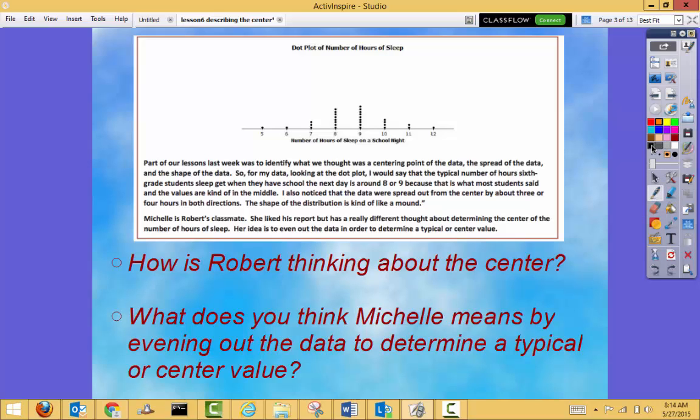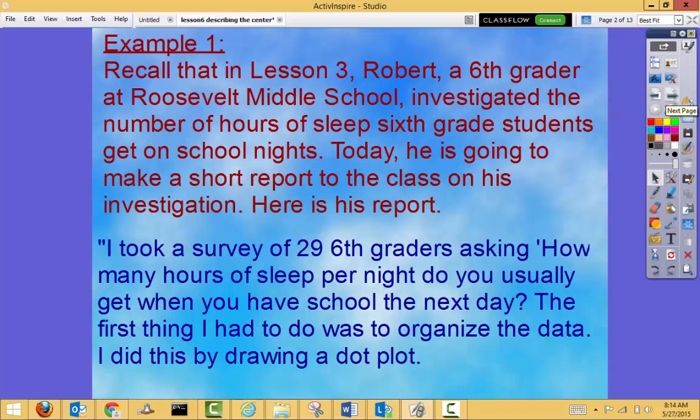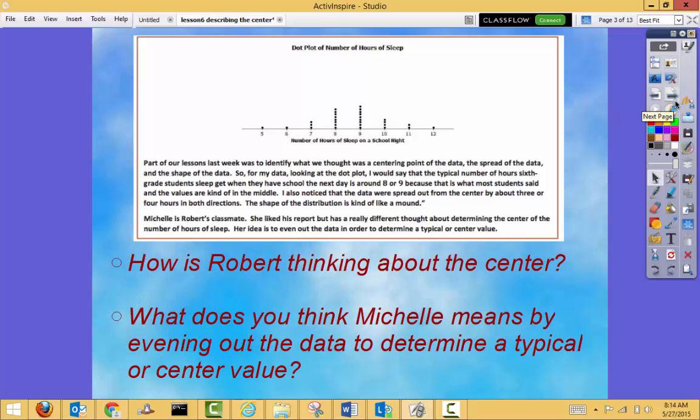To be more specific, what shape do we see? Well, let's look. If I draw this, I see that this is slightly left skewed because it has a tail on this left side. Okay. So, how is Robert thinking about the center? So, Robert, if we refer back here, he's thinking that the center is 8 or 9, right here in our text, around 8 or 9. And why is that? Well, because it's where most of my values are.